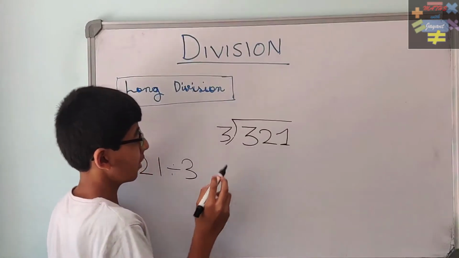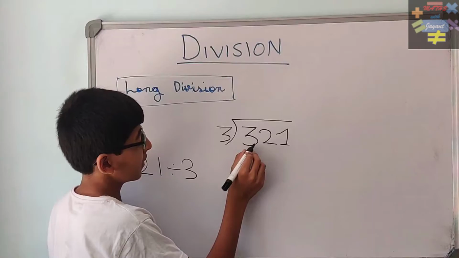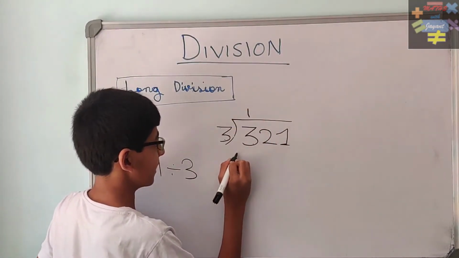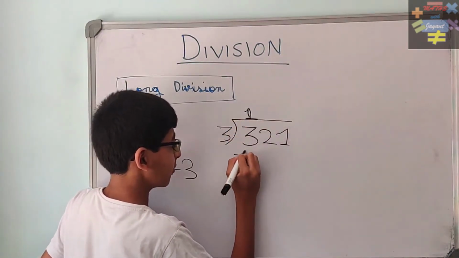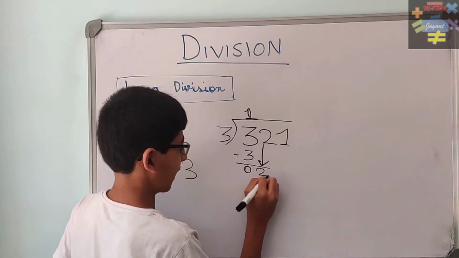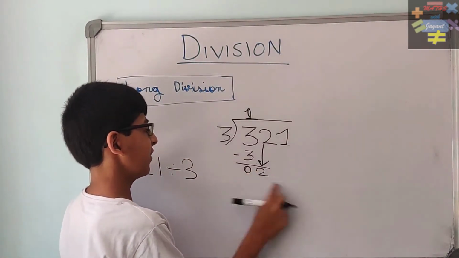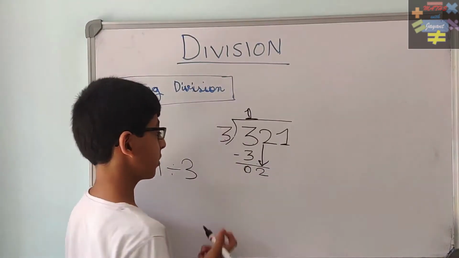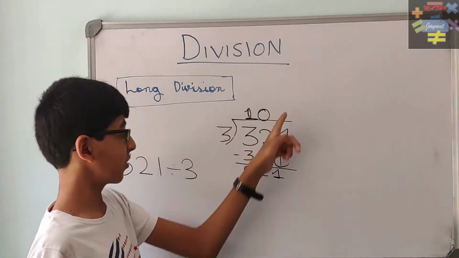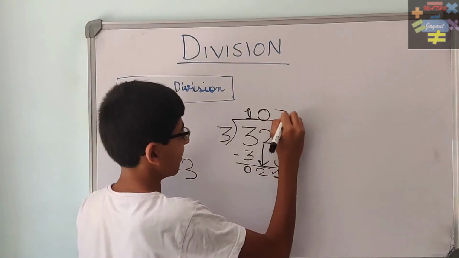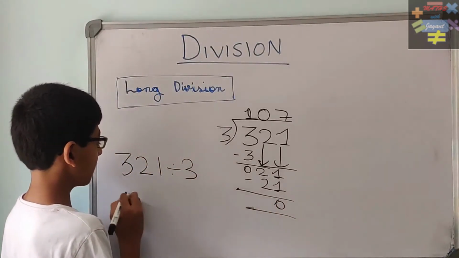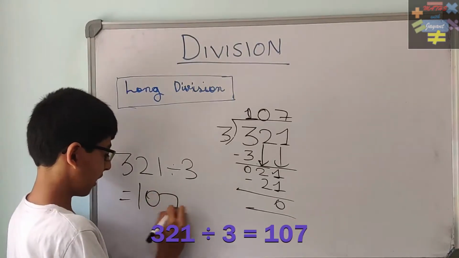So let us see how we divide. 3 somethings give us 3. Let us start with the first digit. Yes, 3 ones are 3. So we write a 1 on the top, subtract, and we get a 0. Now we pull the next number down, that is 2. But this 2 is less than 3. What do we do in this case? We directly write a 0 and pull the next number 1. Now 21. 3 somethings give us 21? Yes, 3 sevens give us 21. Like this, we subtract and we get a 0. So 321 divided by 3 gives us 107.